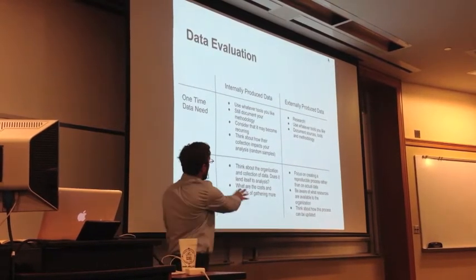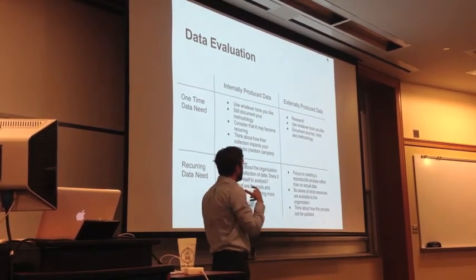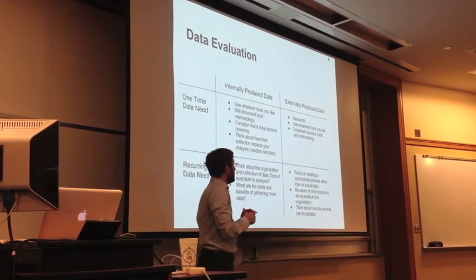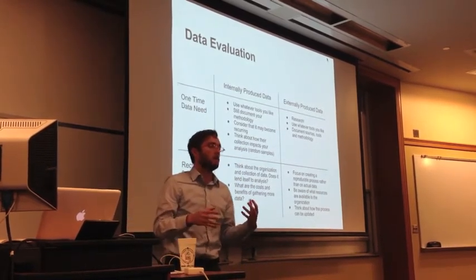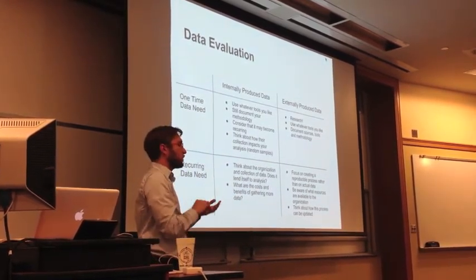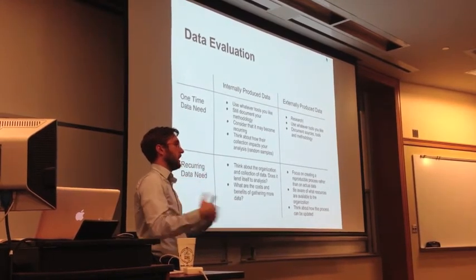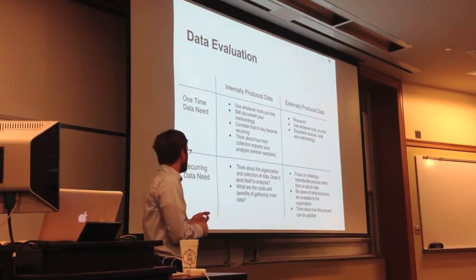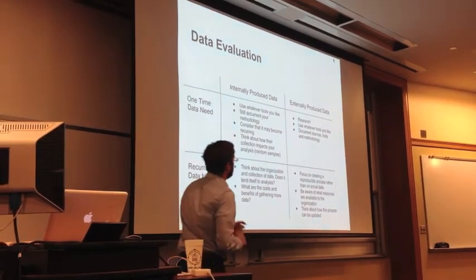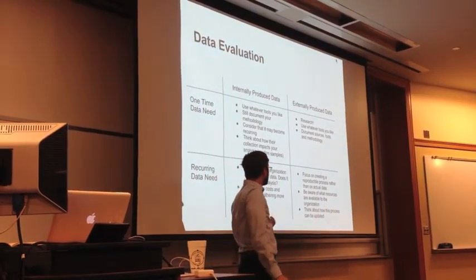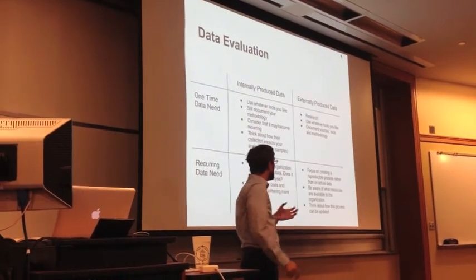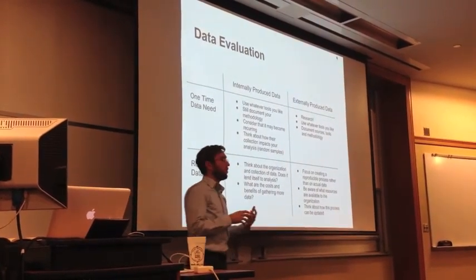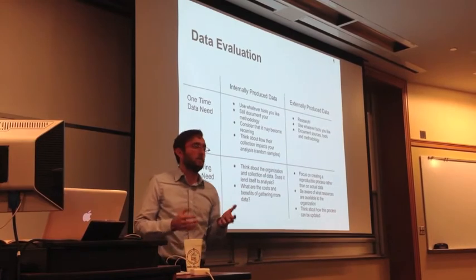When it comes to externally produced data, your gut instinct might be to say, let's go out and find this data. But what you want to think more about is creating a process so that the organization can continually find that data and update that data as it changes over time. Once again, you should be aware of the resources that are available to the organization. And I think it's really important here to think about how this process can be updated.